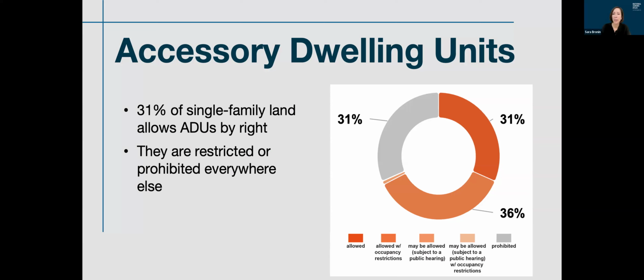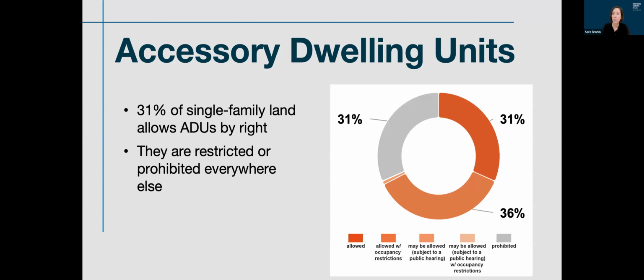where if reading this chart, that bright red, that 31% shows where these units on single family land are allowed by right, meaning they're not overly restricted by, for example, occupancy requirements. Only a family member can live there, or only an employee of the principal unit can live there, or only a person over a certain age can live there. We don't see that in 31% of single family land across New Mexico. In 36% of land, we do see some of those occupancy restrictions and or public hearing requirements.